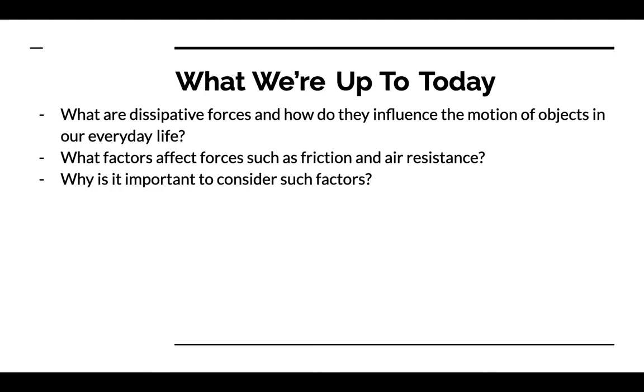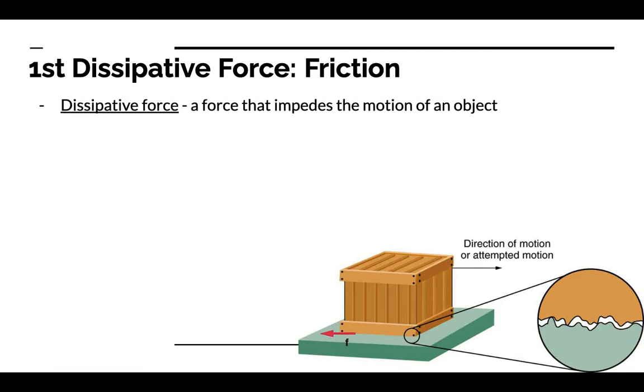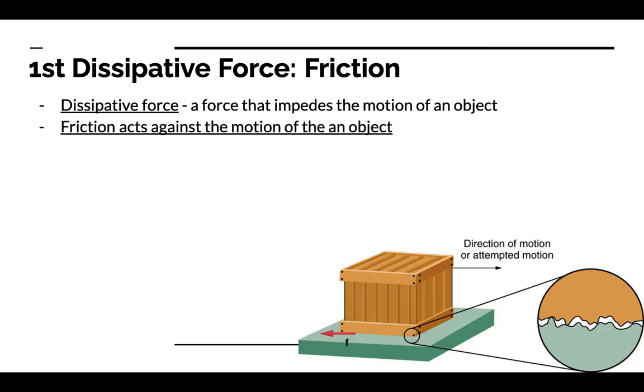And then we'll also build off of our inquiry activity, our virtual lab investigation, better said, for friction and air resistance. So the first dissipative force is friction. A dissipative force is a force that impedes the motion of an object, a force that attempts to stop the motion of an object. To dissipate is to make vanish. So a dissipative force is a force that attempts to make the motion of an object vanish and hence stop the motion of our object. So friction acts against the motion of an object.